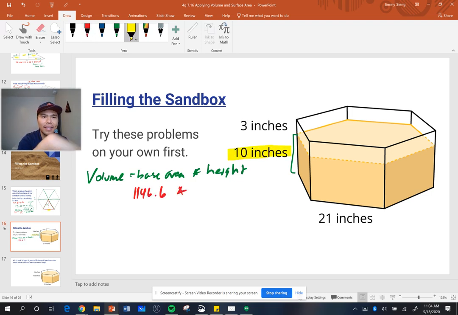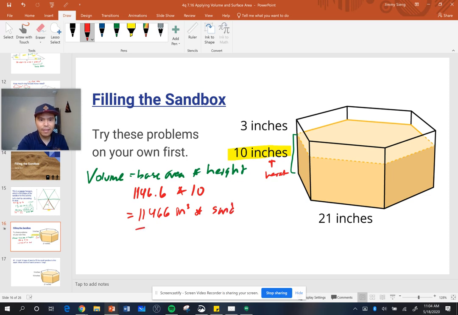I got to times that by my height. Well, my height is going to be that 10 inches right there. This is our height, right? So it's going to be times it by 10. So therefore, I know the volume of this sandbox, right? How much sand is getting filled up. Well, that's going to be 11,466. All right, that's how much sand. This is going to be in inches cubed of sand. All right, we're going to use that to solve these problems, all right?